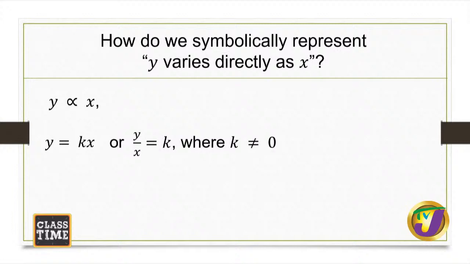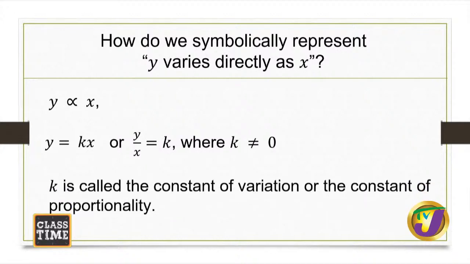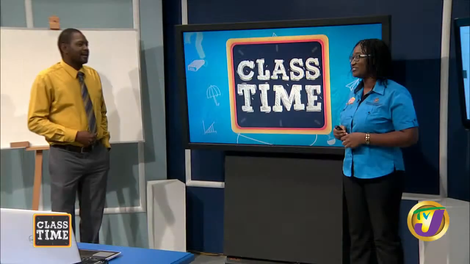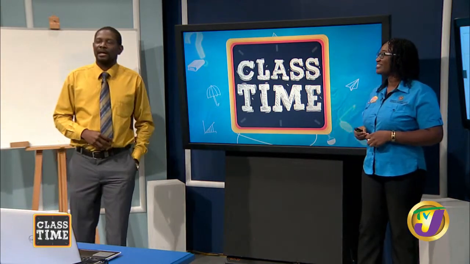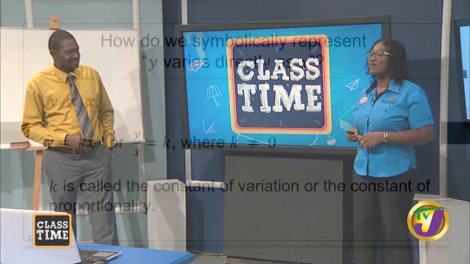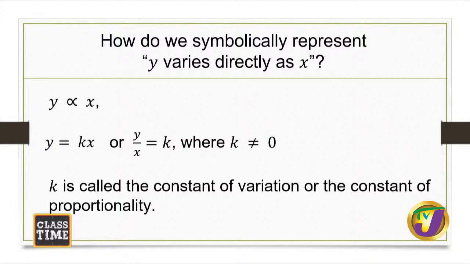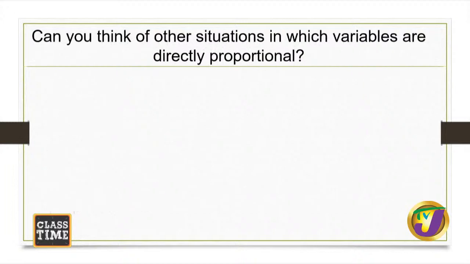Don't want them to think anything else. It can be negative or it can be positive. And k has a special name. You want to tell us what the name is, Richard? All right, it's coming up on screen, and it is the constant of variation or the constant of proportionality. So it's the constant of variation, constant of proportionality.